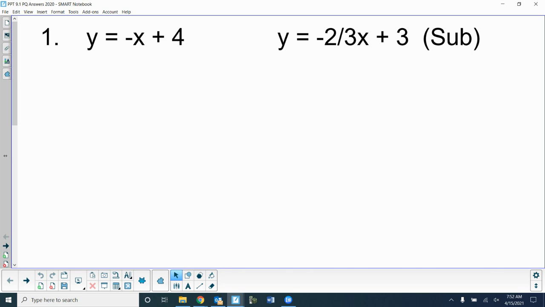All right, let's look at this one. This one we want to use substitution. All right, what's the first step in substitution again? Not substitute first. Get one variable by itself. Well, what's going on in this one? They're both by themselves. The y's are by themselves. Right, Connor?